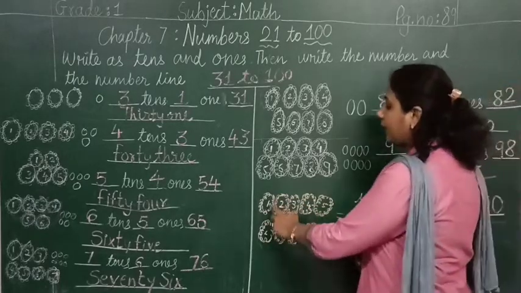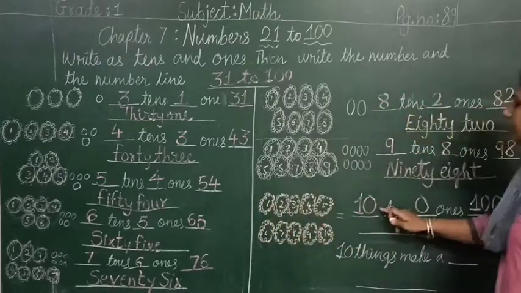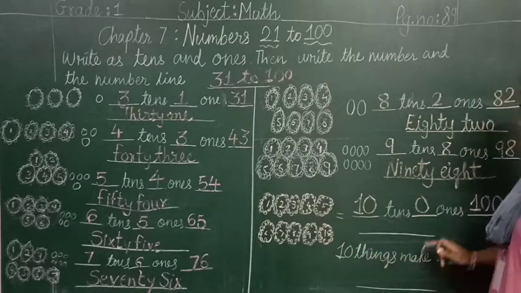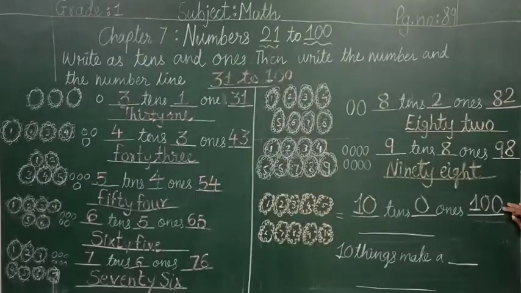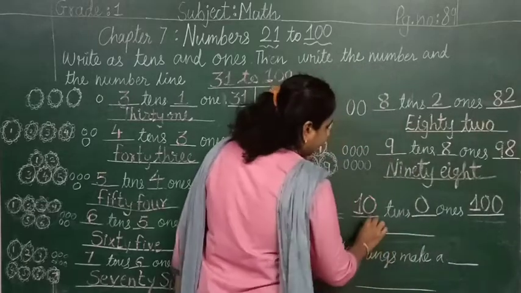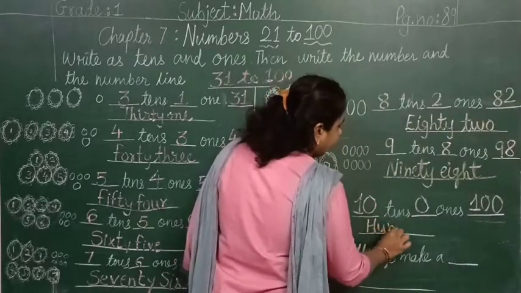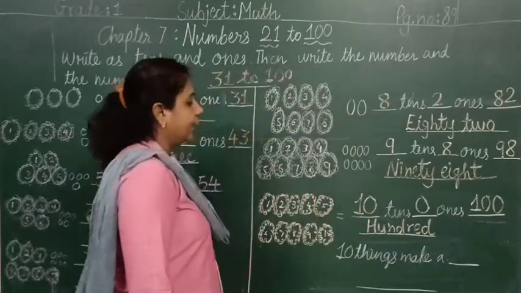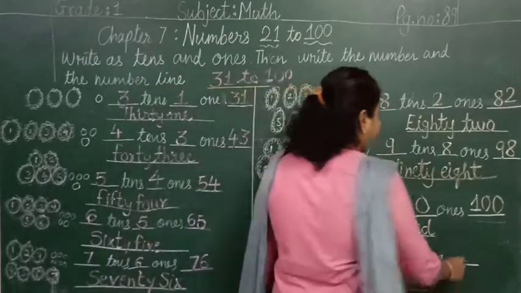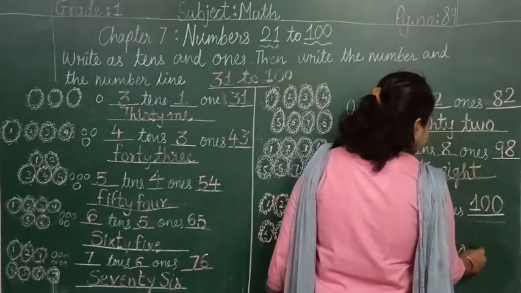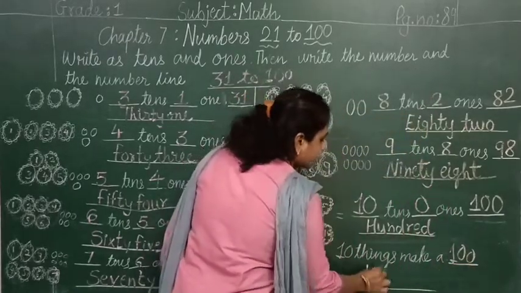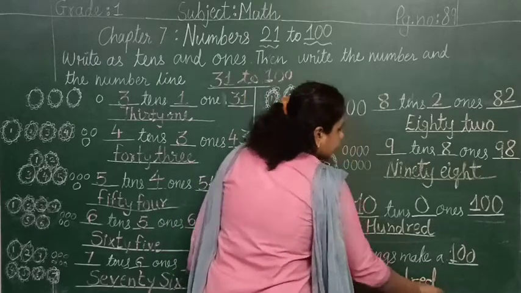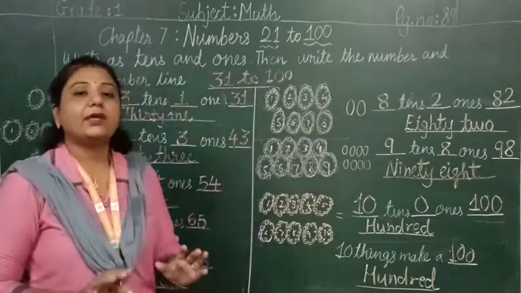So how many groups are there? 10 groups. It means 10 tens, 0 ones. Nothing is over here. So it makes 100. What is the spelling of 100? H-U-N-D-R-E-D. 100. 10 tens make a 100. H-U-N-D-R-E-D.